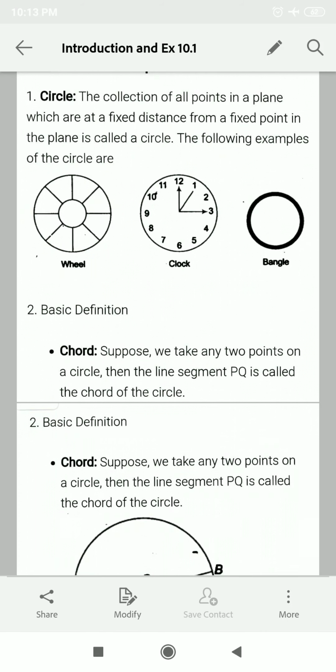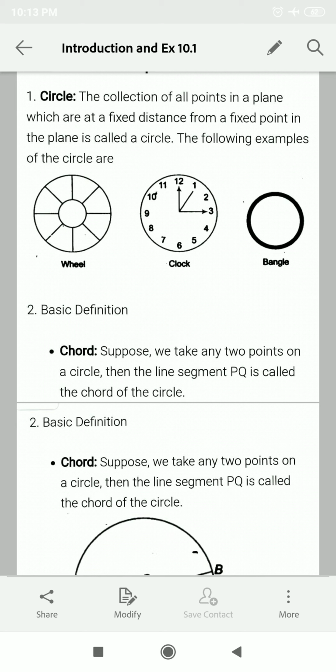Good morning, students. Today we are going to start the chapter Circle, that is chapter number 10 of your NCERT book. So first of all, let us start with what is a circle. It is the collection of all points in a plane which are at a fixed distance from a fixed point in a plane is called a circle.